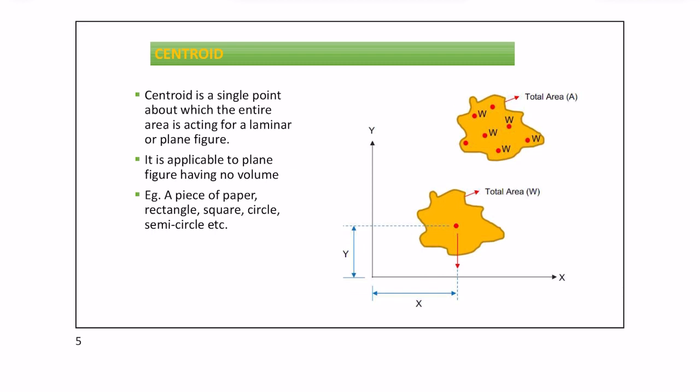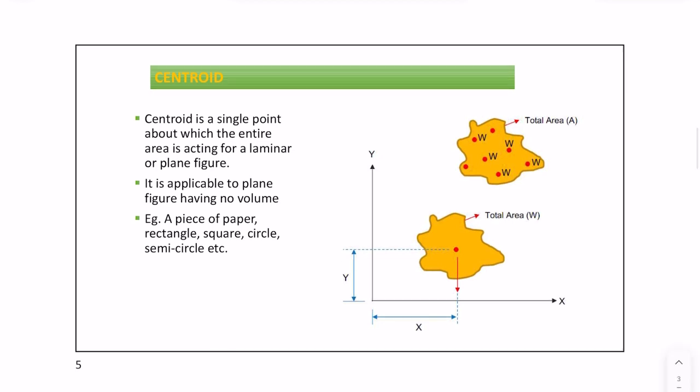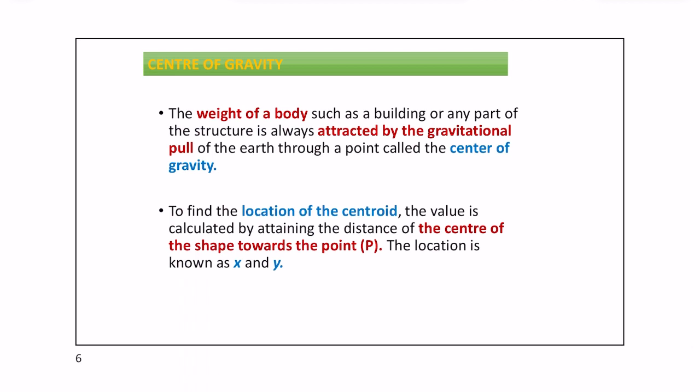Meanwhile, centroid is a single point about which the entire area is acting for a laminar or plane figure. It is only applicable to plane figures having no volume. For example, a piece of paper, any shape such as the rectangle, square, circle, semicircle, and many others. The weight of a body such as a building or any part of the structure is always attracted by the gravitational pull of the earth through a point called center of gravity.